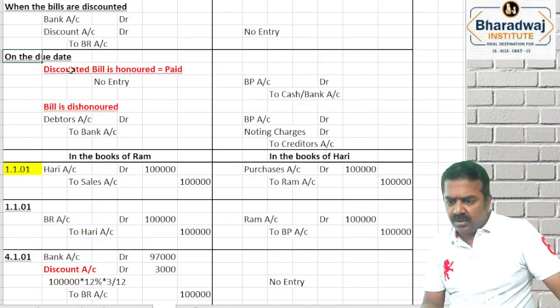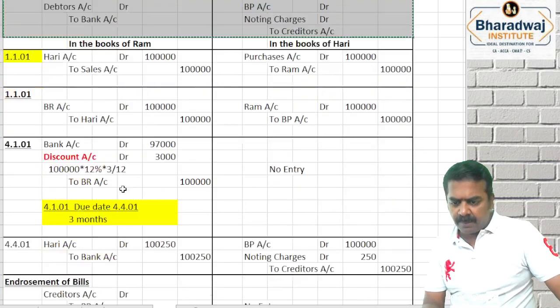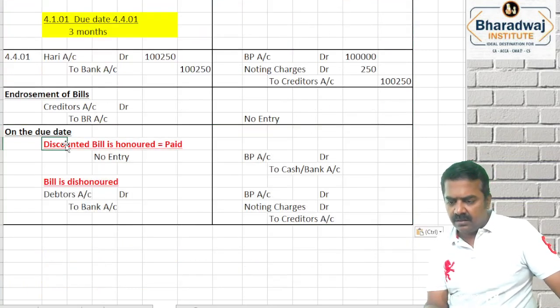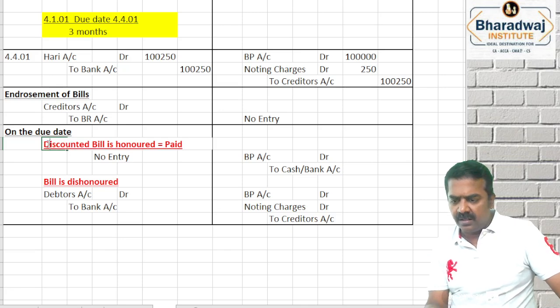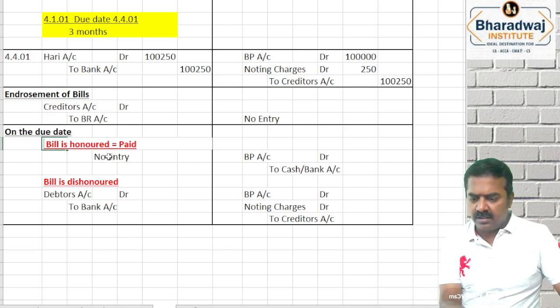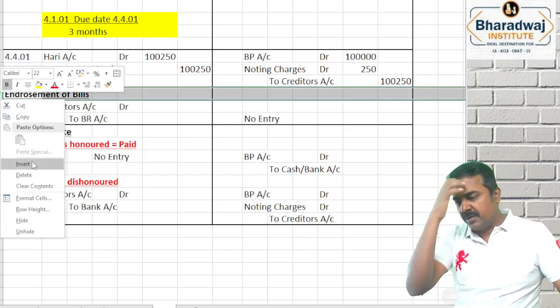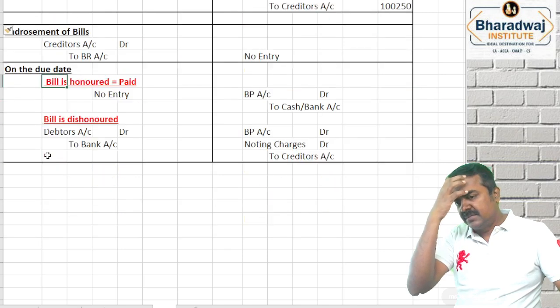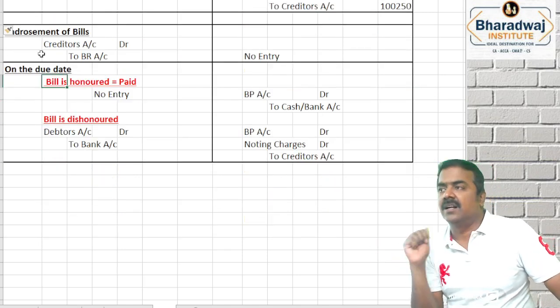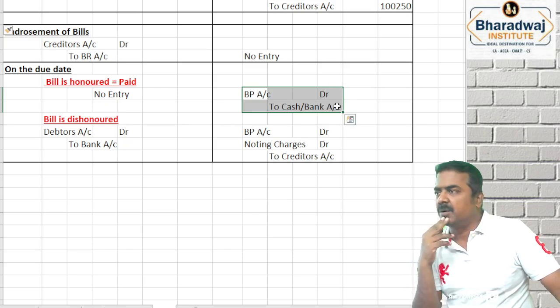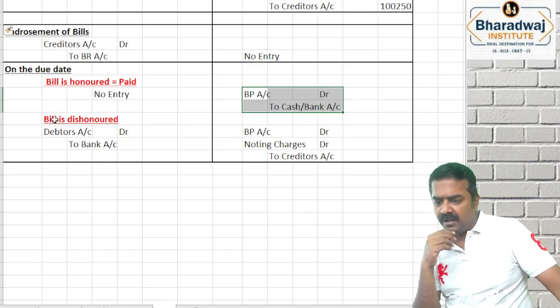Here also there are two possibilities. With an endorsed bill, what can happen? The bill can be honored or dishonored. If the bill is honored, who will collect the money? If the endorsed bill is dishonored, who will collect? The creditor will collect the money. So first party, no entry. Second party will pay the money: bills payable account debtor to cash or bank.